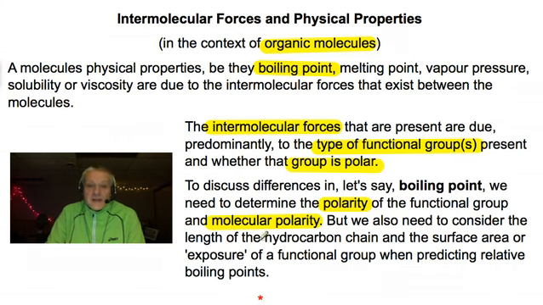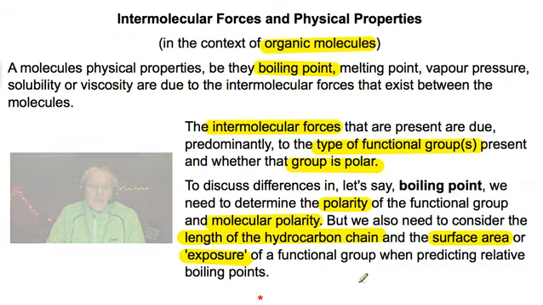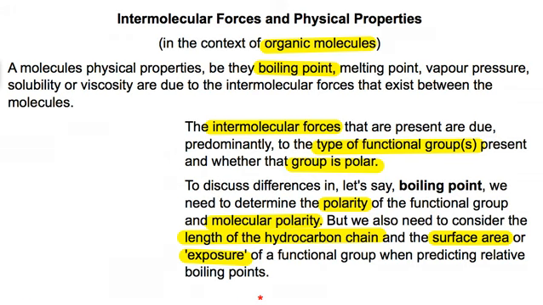But we also have to consider the length of the hydrocarbon chain and how that affects surface area or exposure of a functional group. I'll talk more about that in a minute, but realize that a hydrocarbon chain in itself is going to be a nonpolar entity in that molecule, and so that will influence the boiling point of a molecule, as we'll see.